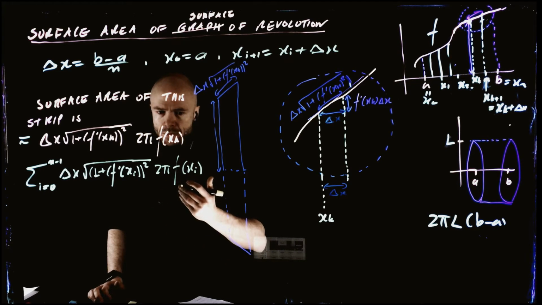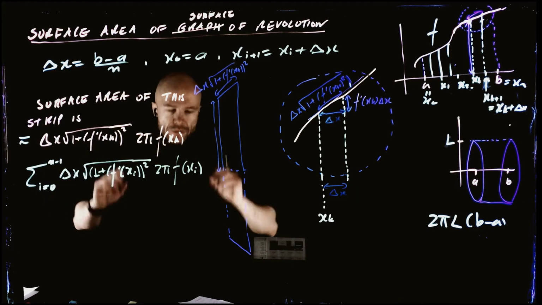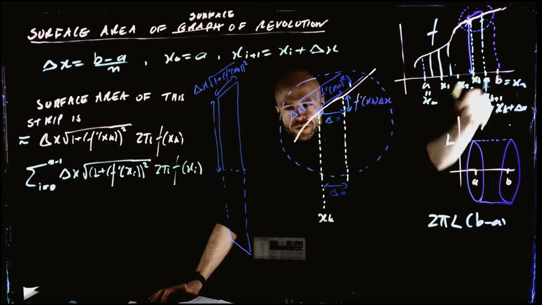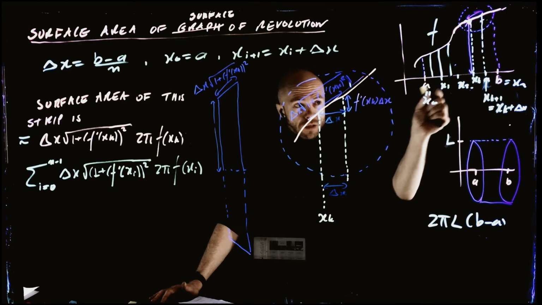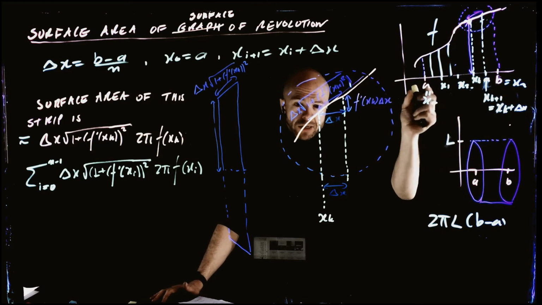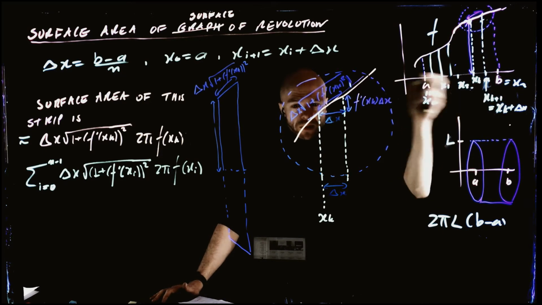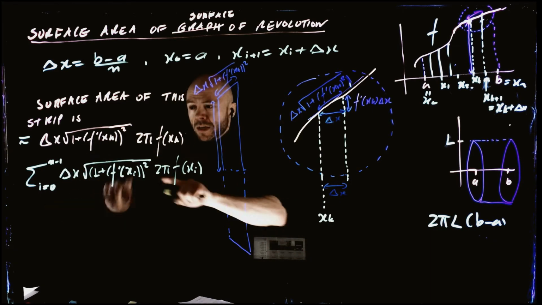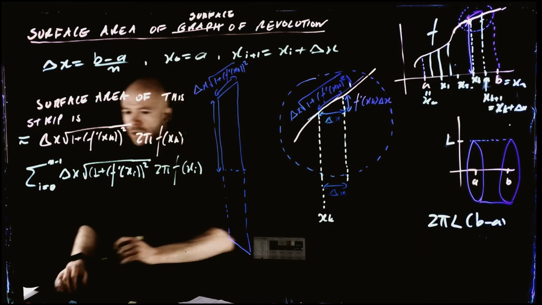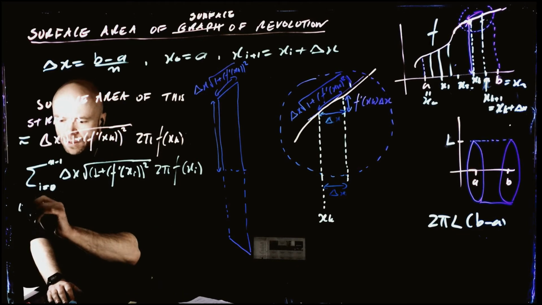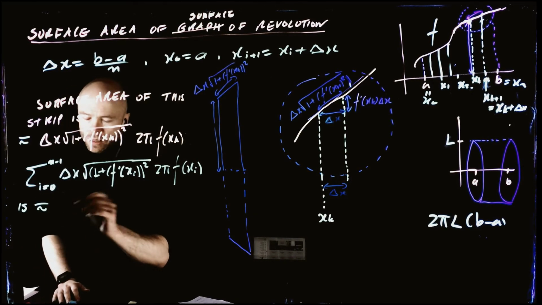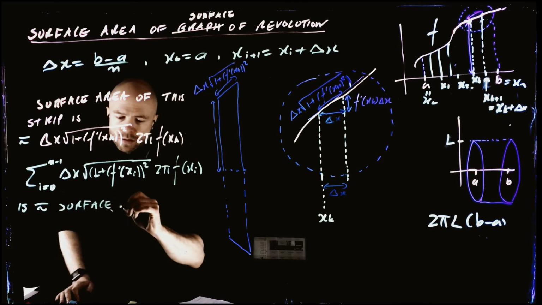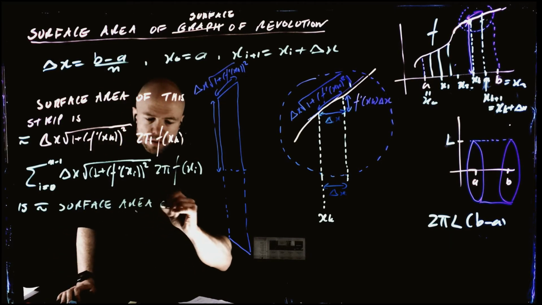That is very close to the entire surface area of this rotated graph, because the entire surface area is like the surface area of each individual strip, and each individual strip is very close to this expression. So we add them all together, and it's basically this. So I should say this as a sentence: it is approximately the surface area of revolution.